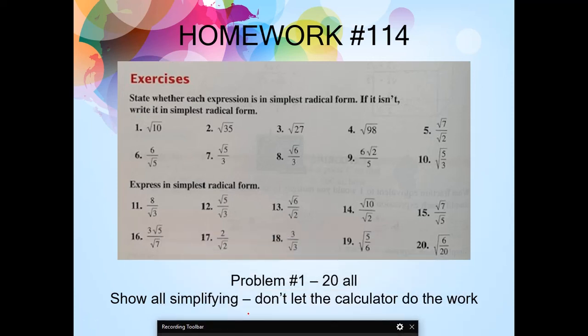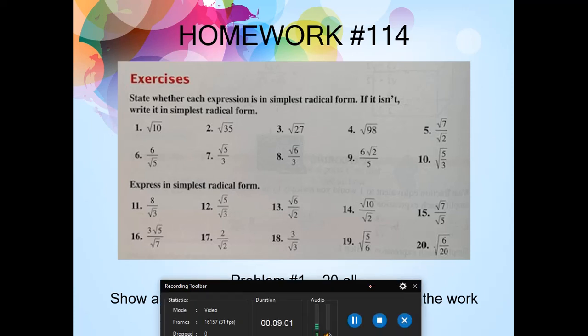This will be homework number 114. There's tons of white space around this work, and there's some on the back. You're going to do all 20 problems. Make sure you show all the simplifying that's involved in this process. If you don't, I'll know that the calculator cheated for you, and we don't want that.